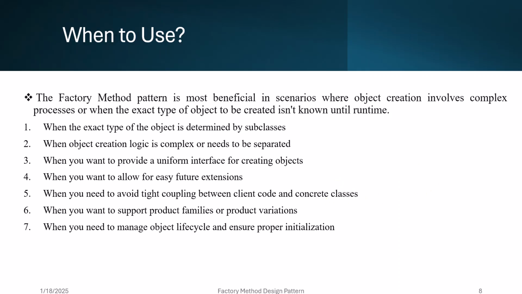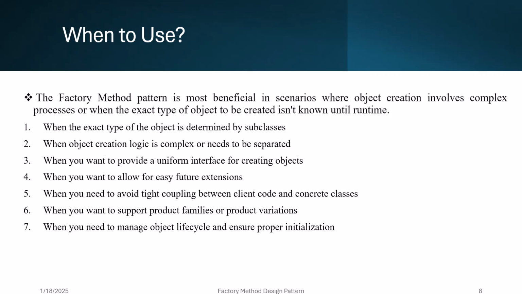Let's start and see what are the different uses when we use the factory method pattern. This is most beneficial in scenarios where object creation involves complex processes, or when the exact type of object to be created is not known until runtime. That time we can use the factory method pattern. So there are some other uses also I have listed down here.